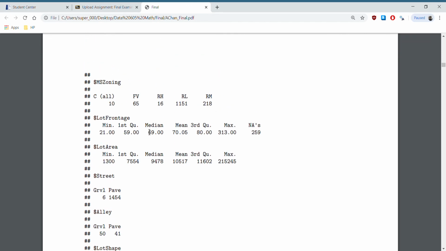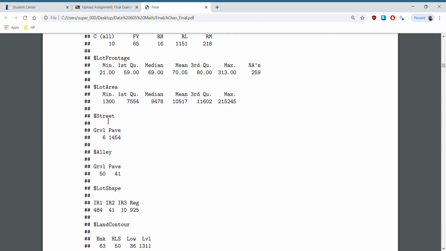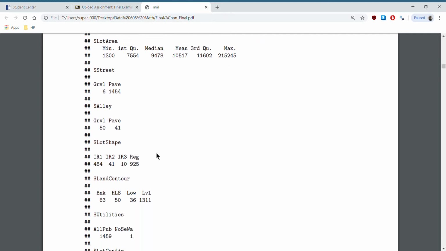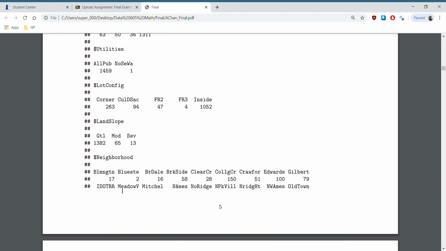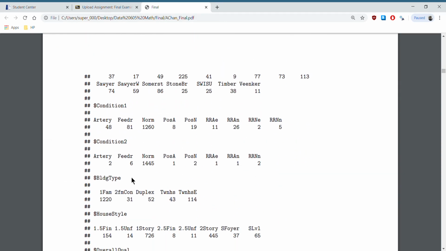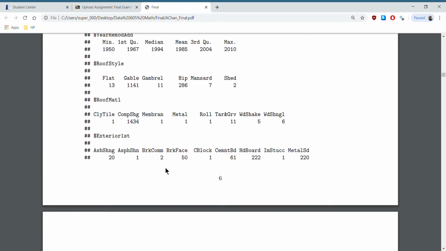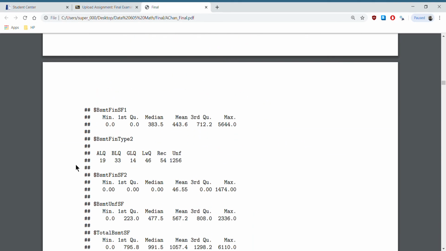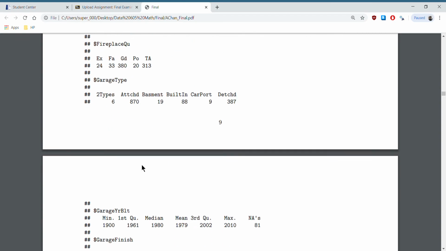And then for variables that were categorical, like the street, whether it's gravel or pavement, I set it so that it'll just count the number of each category. So right now there's 6 houses that had gravel on the street, and 1,454 houses that had pavement on the street. This just goes through every single one. Nothing super interesting necessarily, so I'm just going to scroll through the rest of these.